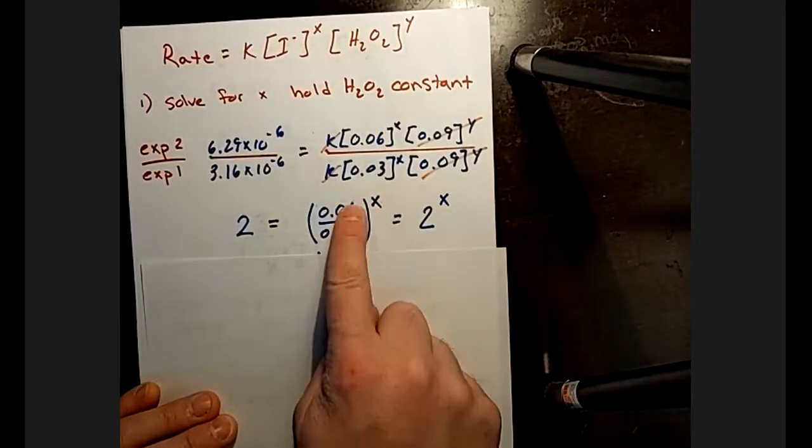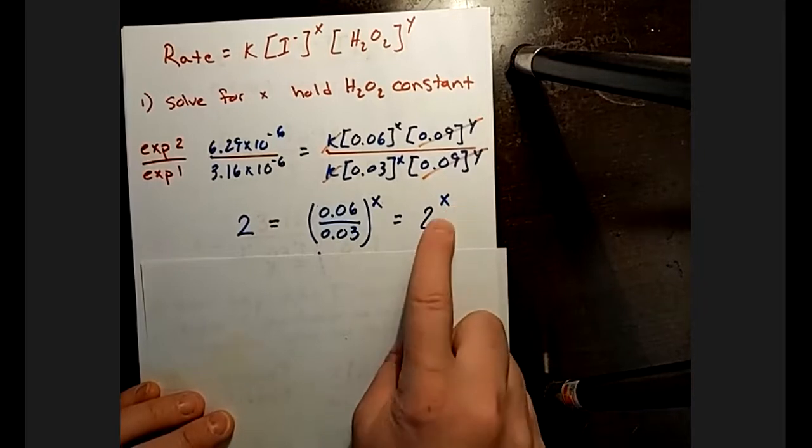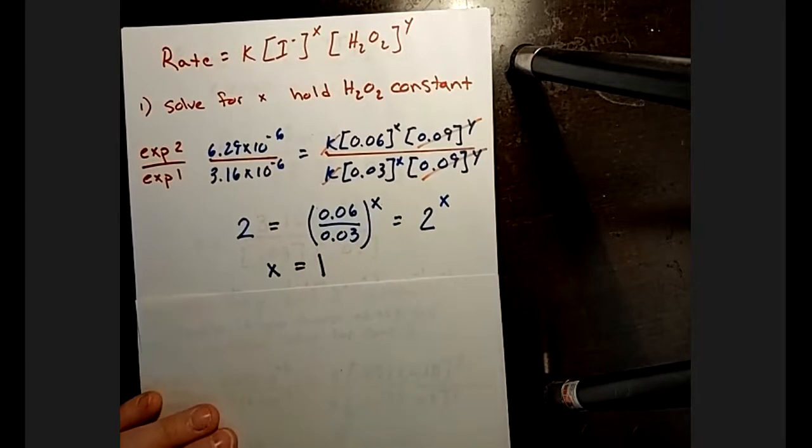And so it ends up being 2x then. So then the question is, what does x have to be to make this relationship true? And so that x has to be 1.